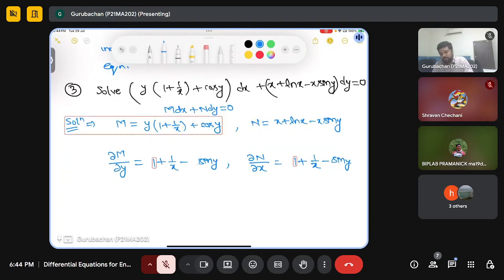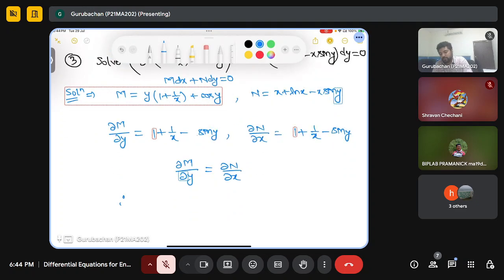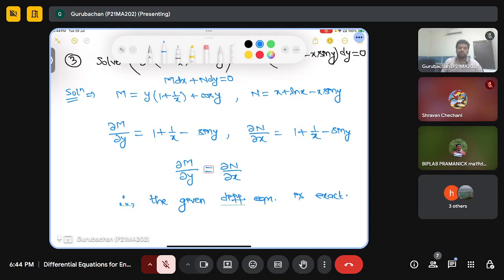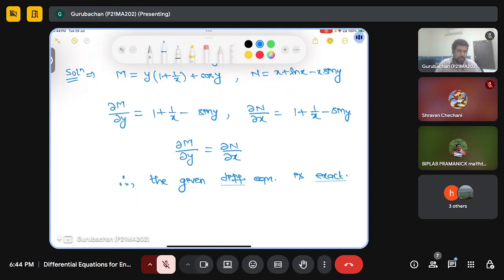So from this, we can say that ∂N/∂y is equal to ∂N/∂x. Therefore, the given differential equation is exact. Okay. Now from here onwards, there are two approaches. Either you can go with the approach that has been told to you in the lecture, or the one I will let you know. Let me first go with my approach.